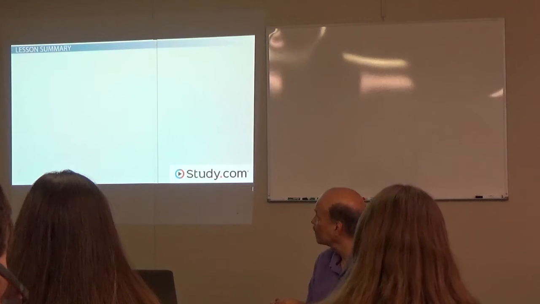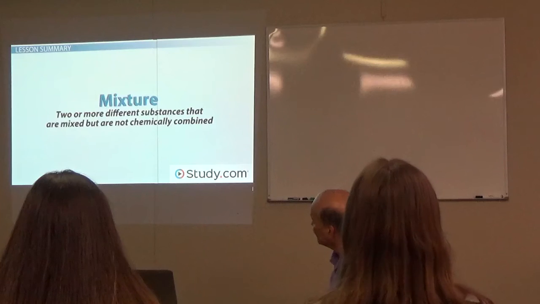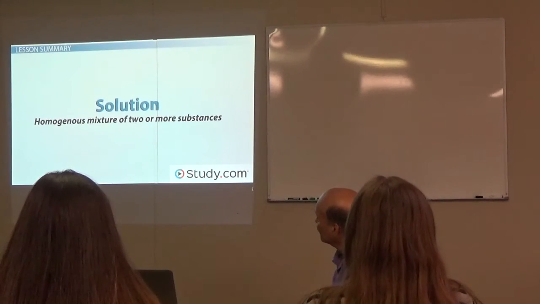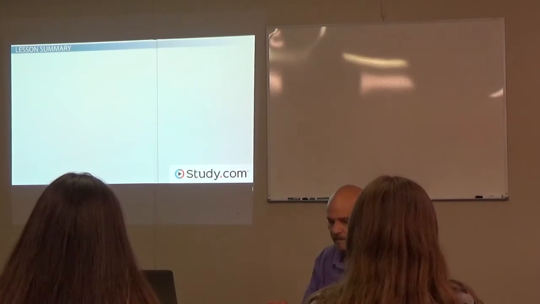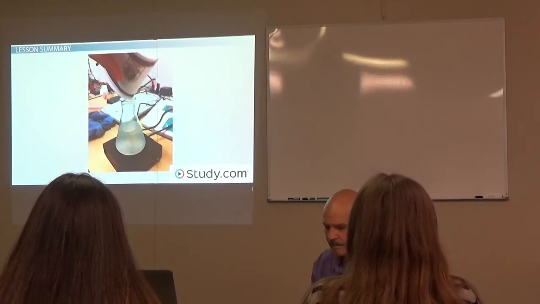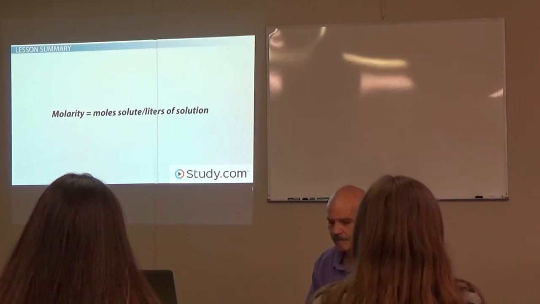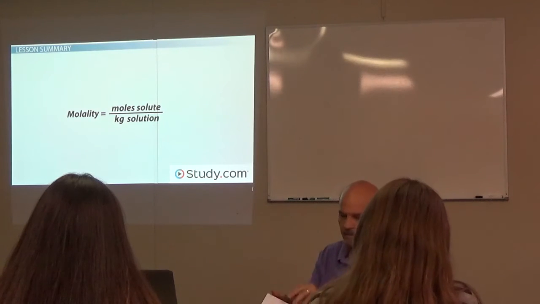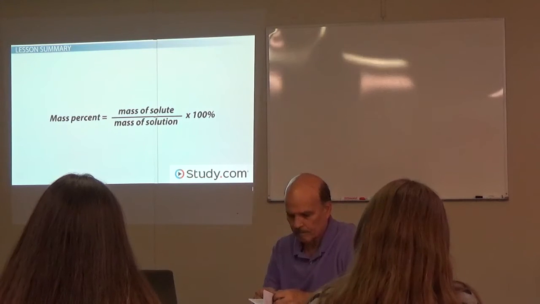A mixture is when 2 or more substances occupy the same space, but are not chemically combined. A solution is a homogeneous mixture of 2 or more substances. One of the most important properties of a solution is its concentration. Concentration may be expressed in terms of molarity. Molarity equals moles of solute per liter of solution. Molality. Molality equals moles of solute per kilogram of solvent. Or mass percent. Mass percent equals mass of solute divided by mass of solution times 100%.